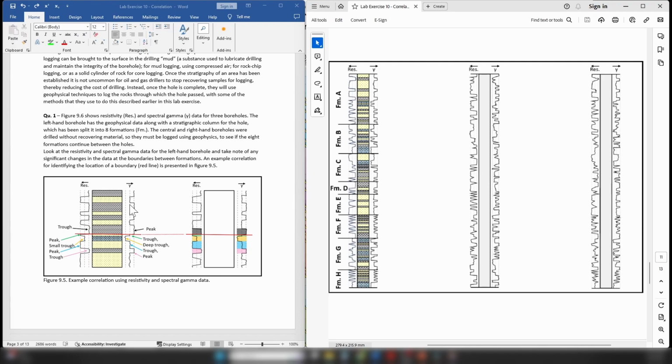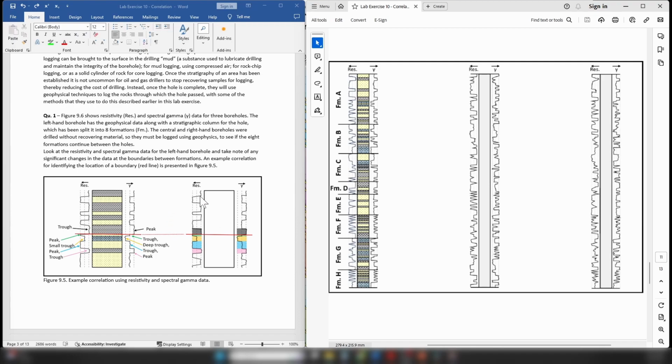Now, in the case of this column over here on the left, you can correlate the peaks and troughs to the layers of rock relatively easily because there is a stratigraphic column provided. However, if we look at the column over here on the right, you can see that the stratigraphic column isn't there anymore. So all we have are the peaks and the troughs for the resistivity and spectral gamma.